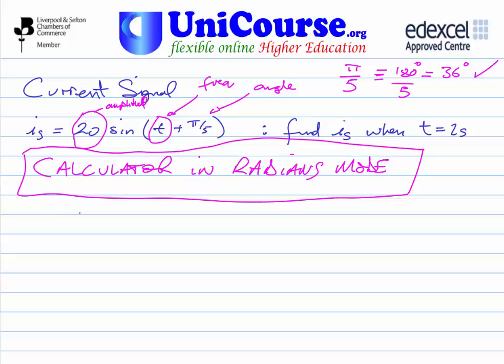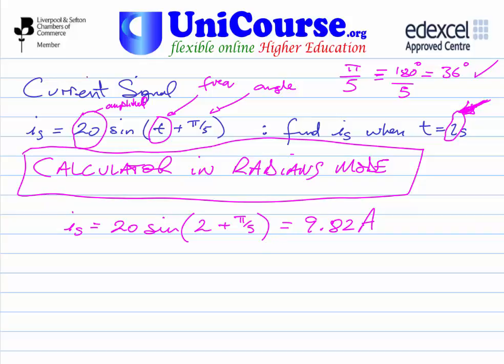So all I do, very simple, get the calculator out, do as it says, IS equals 20 times the sine t, well, we're making t equal to 2 here. So t is going to be 2, 20 times the sine 2 plus pi by 5. So we're in radians mode, we tap all that in, and we should arrive at 9.82. Well, it's current, so units are amps, so always put in units if there are units there.